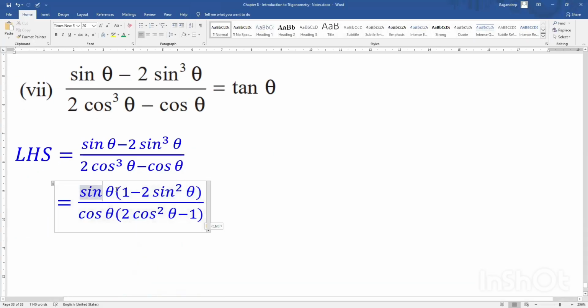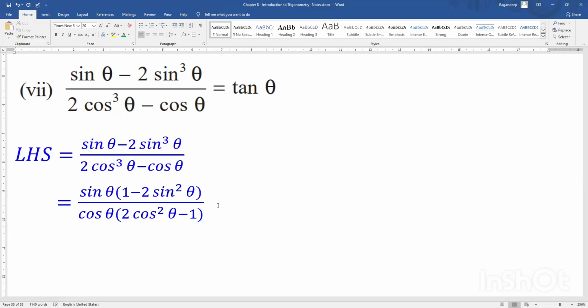See here, when you multiply this, you should get back the previous expression. Sin theta into 1 is sin theta, into minus 2 sin square theta becomes minus 2 sin cube theta. Similarly, cos theta into 2 cos square theta becomes 2 cos cube theta, and cos theta into minus 1 is minus cos theta. Okay, so that is how we are taking the common factor.